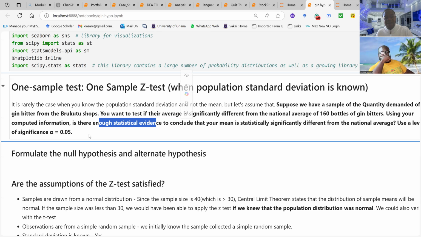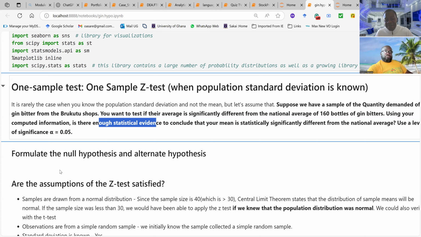And we have to use the alpha level of 0.05. In other words, you are allowed a modicum of 5% error. You can make up to 5% error, no more. Remember, the alpha is the expected error. So what's the first thing you got to do? You got to formulate the null and alternative hypothesis.